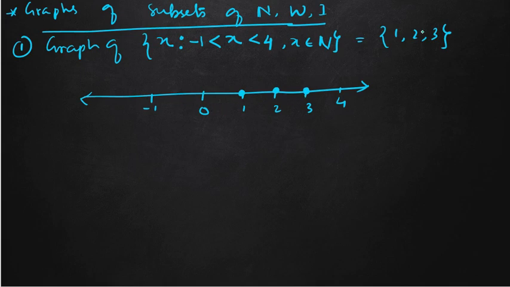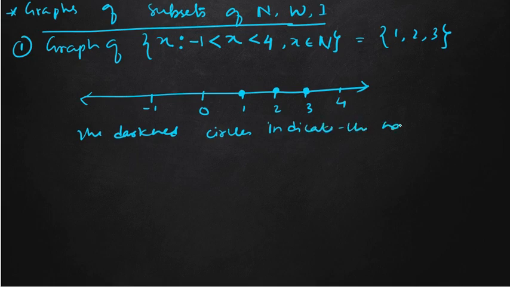We need not mark other points. Only the points in the solution set need to be marked. The darkened circles indicate the natural numbers contained in the set. You can write: the darkened circles indicate the natural numbers contained in the set.